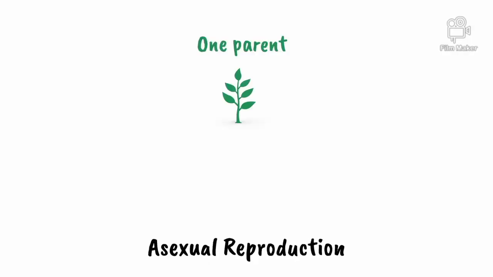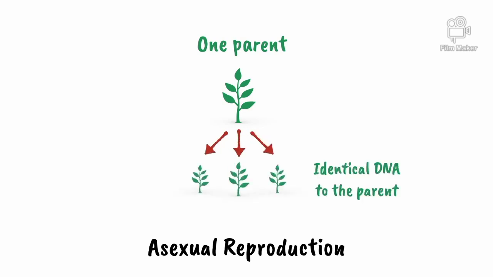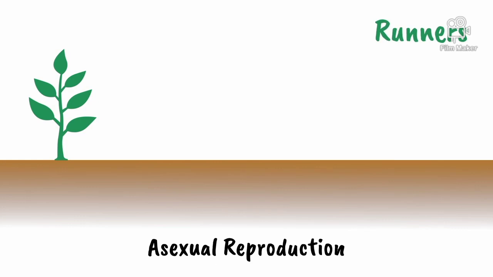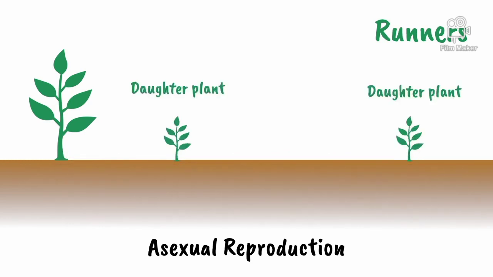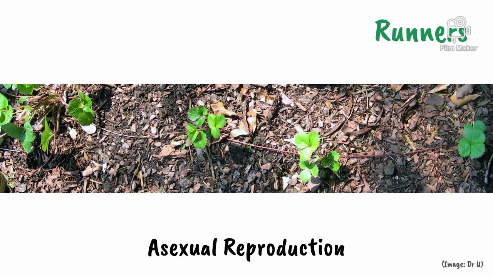So, asexual reproduction involves one plant developing into offsprings that have an identical DNA to their parents. Let's look at a few example types. An example is production of runners. Some plants produce horizontal roots, which are called runners. Along the runners, identical plants could develop and become a daughter plant. For example, this is a strawberry plant with daughter plants growing along the runners.